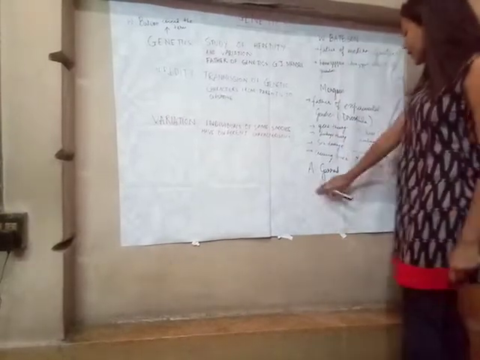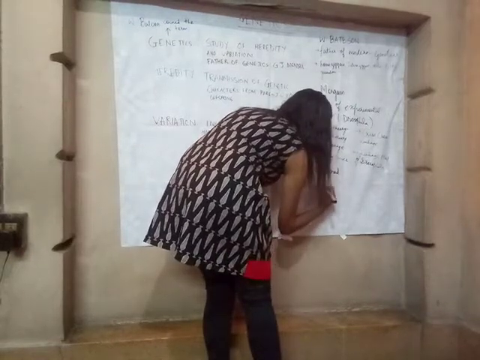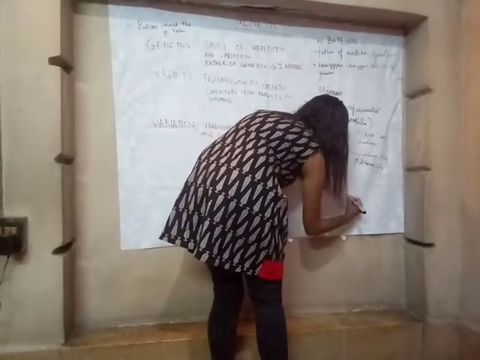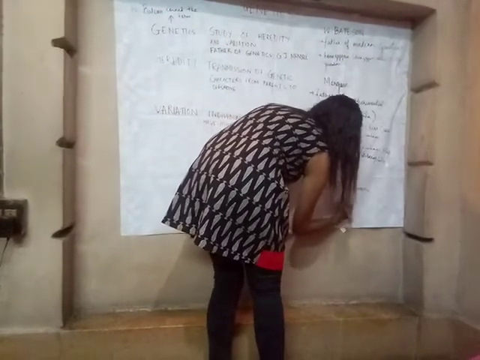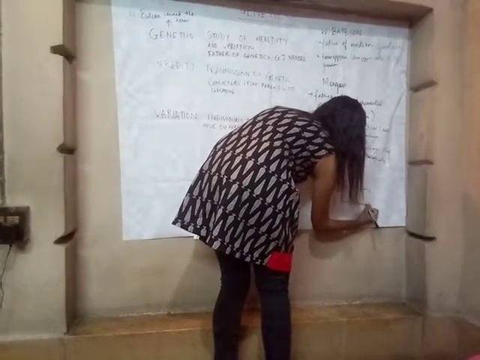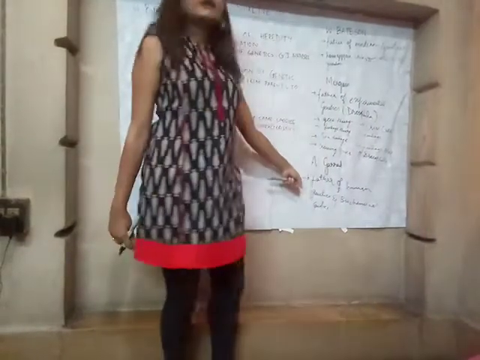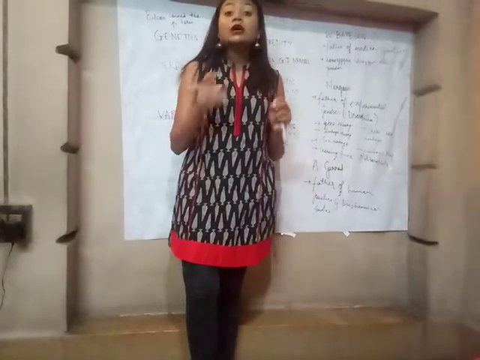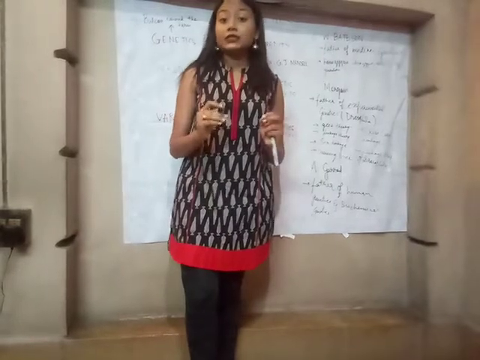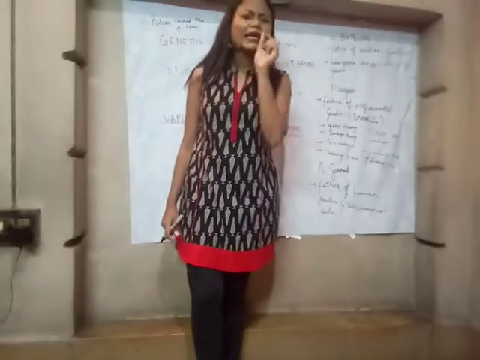A. Garrod. What did A. Garrod do? A. Garrod is known as the father of human genetics and biochemical genetics. So what did A. Garrod do? A. Garrod was the first one to find out a genetic metabolic disorder in humans, known as Alcaptonuria.